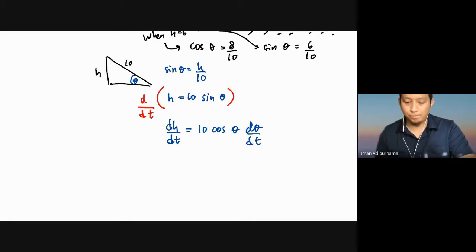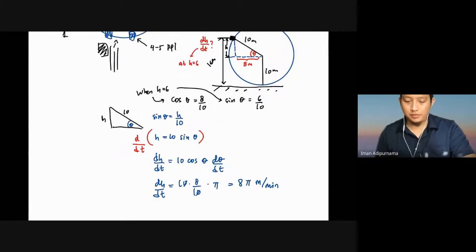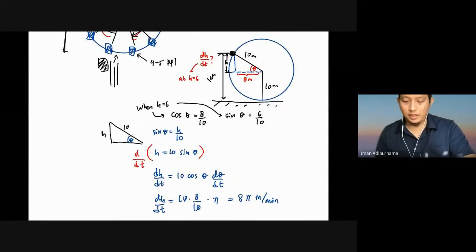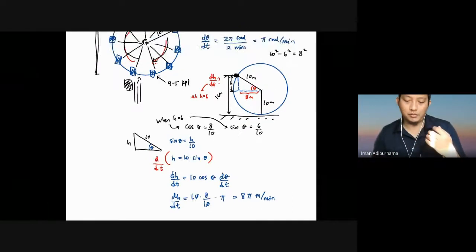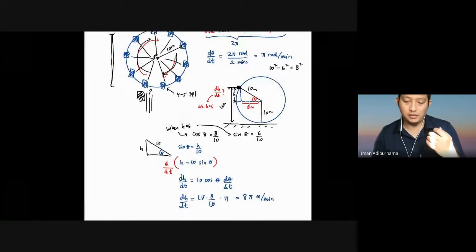Now, cos theta is 8/10, and d theta over dt is pi. So you will get directly 8 pi meter per minute. Let me give you the whole screen like that. I think this should be enough to answer.